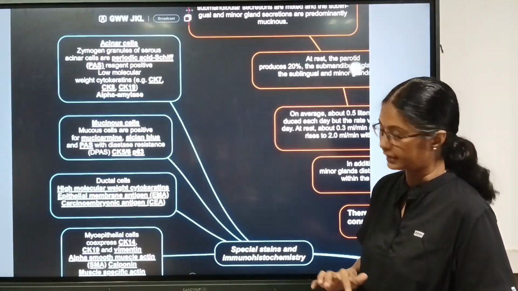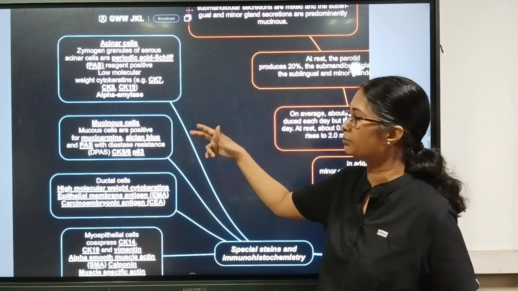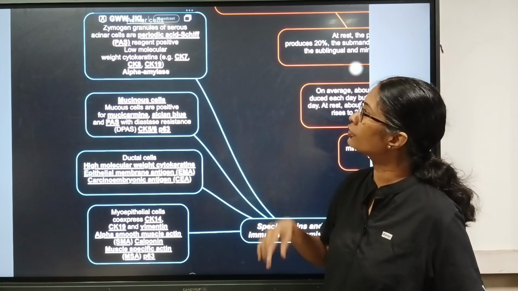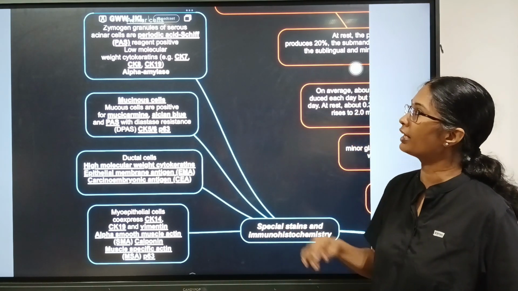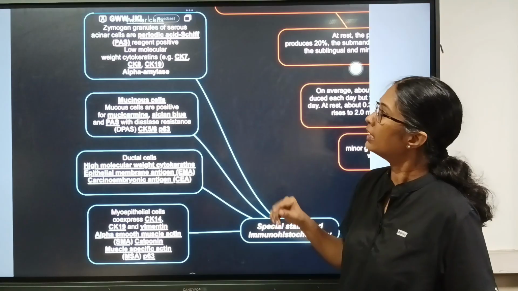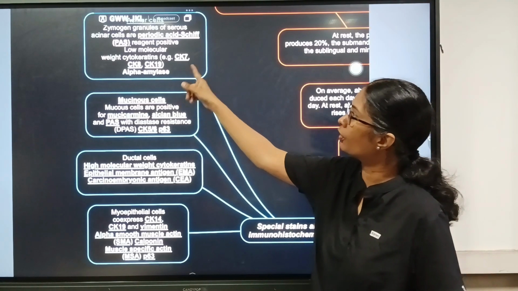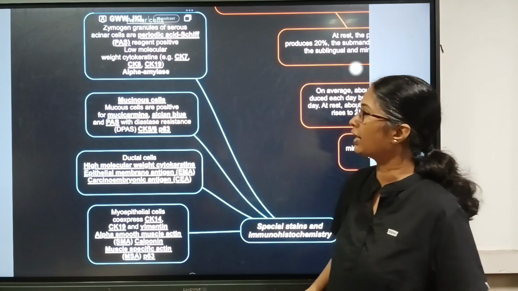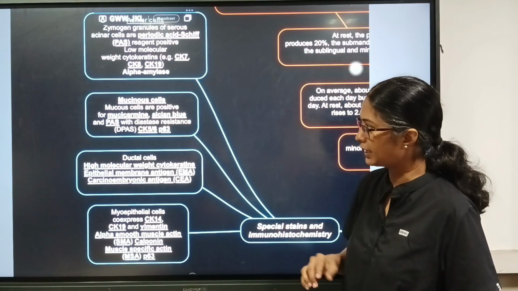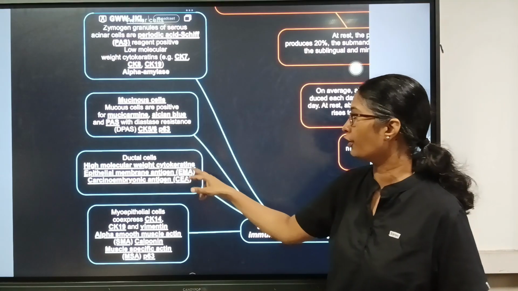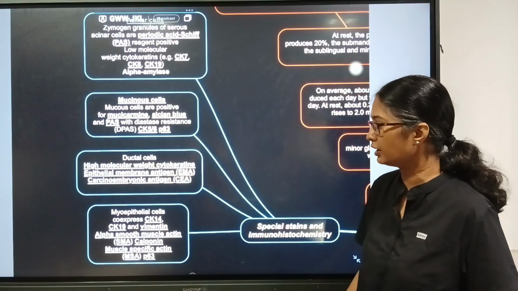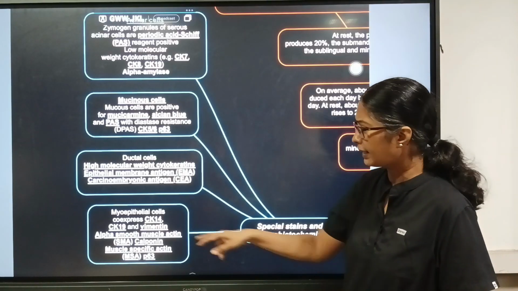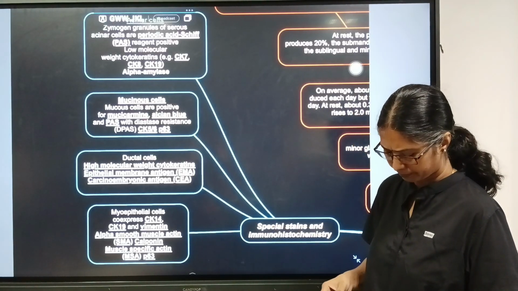And regarding the special stains, we have special stains for acinar cells, mucinous cells, ductal cells, as well as myoepithelial cells. The zymogen granules of the serous acinar cells are periodic acid-Schiff (PAS) positive, and they are also positive for low molecular weight CK7, CK8 and CK19. Mucinous cells are positive for mucicarmine, Alcian blue and PAS, that is diastase PAS. And ductal cells are positive for EMA, which is the epithelial membrane antigen. And myoepithelial cells are positive for CK14, CK19 and alpha smooth muscle actin.